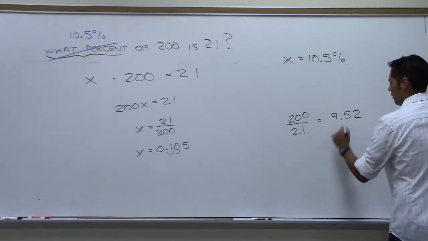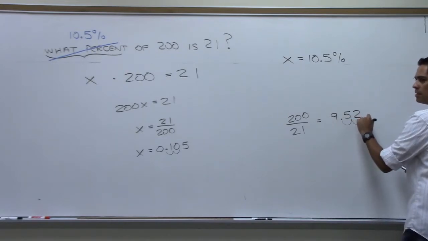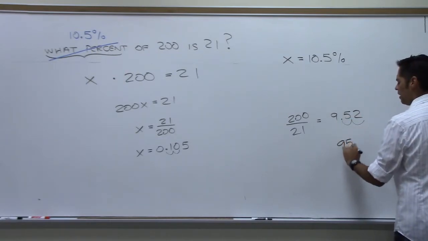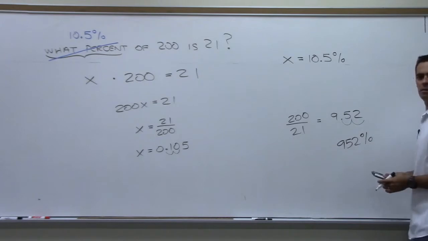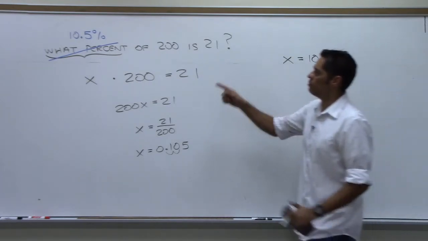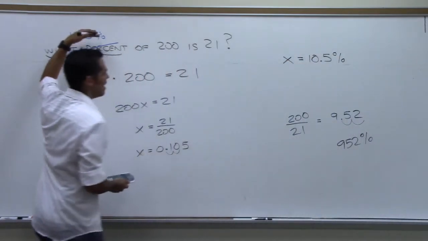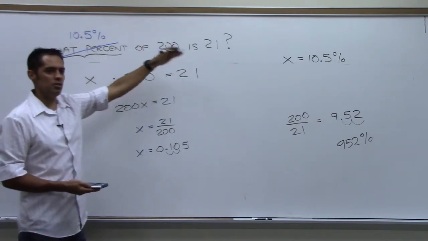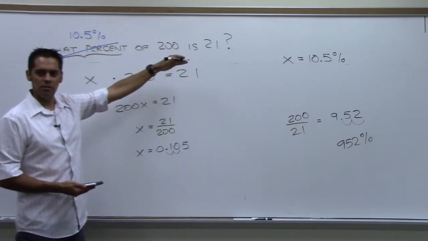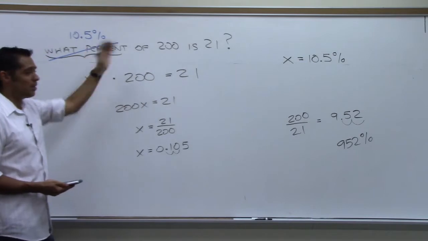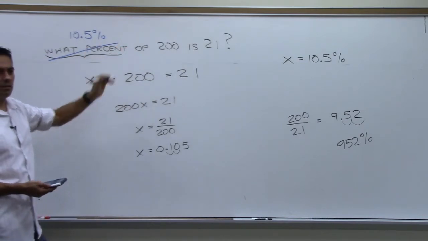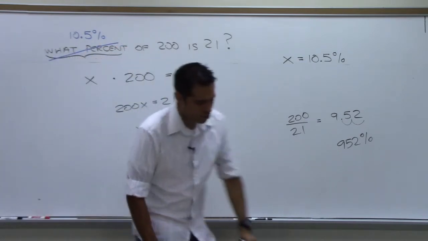I'm not quite sure what you would do with that, if you would convert it to a percentage. But if you did, you would go two places this way, so 952%. So would that make sense as an answer? 952% of 200 is 21? No. It would have to be bigger than 200, wouldn't it?